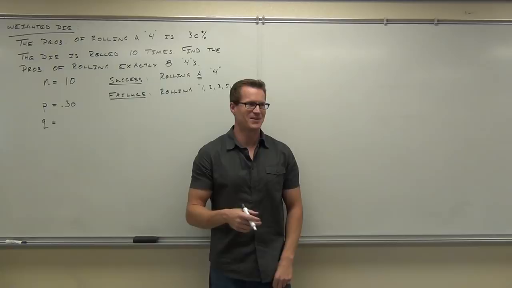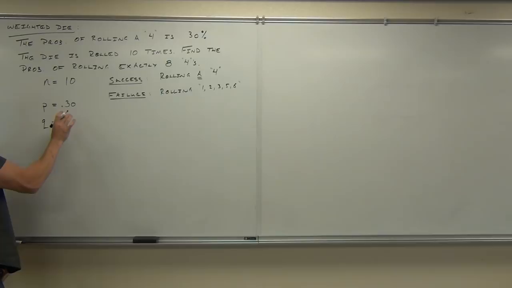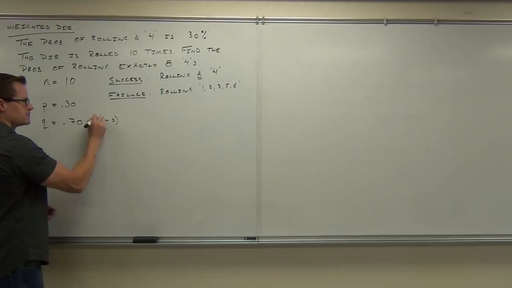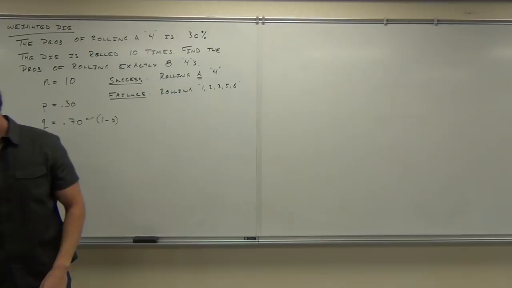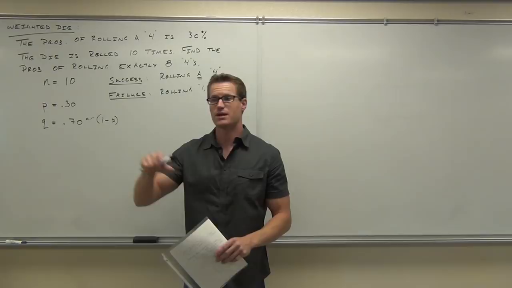Well, if your probability of getting a success is 30% or 0.30, the probability of failure is everything else. So what is that? 0.70. The way we're figuring out the 0.70, we're taking 1 minus P. 1 minus the probability of success gives you the probability of failure. Those things have to add to 1, therefore the number one minus either the probability of success or the probability of failure will give you the alternate, the complement of that.